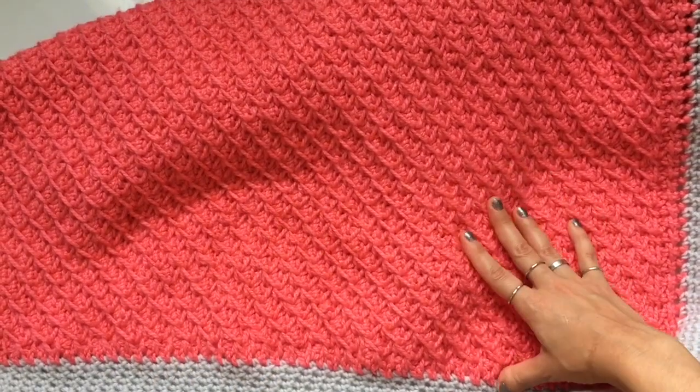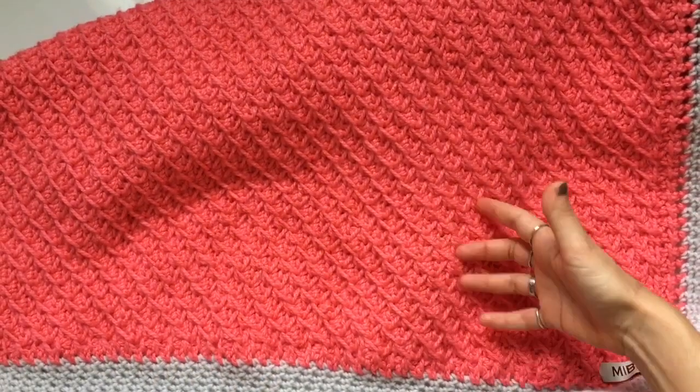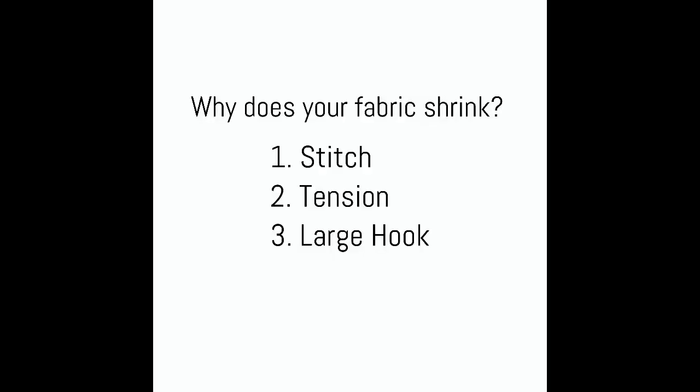Now there are several reasons why a Tunisian stitch can shrink. The first one is the stitch itself. There are some stitches that, because of how you have to combine different vertical stitches together, might shrink a little bit. The second reason has to do with tension. So whether you cast on really tightly or you work a really tight return pass, that will affect the width of your work.